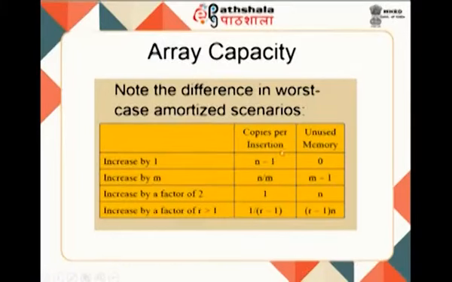So, the difference in worst case amortized scenarios, just to give you an idea: if you increase it by 1, the copies per insertion is n minus 1, unused memory is 0. That is also an idea. Then there are the cases of increasing by m minus 1, increasing by a factor of 2, and increasing by a factor of r greater than 1. Again, which strategy is better depends upon how many push operations the stack is going to undergo in an application period. If you know that estimate, you can choose the correct strategy.